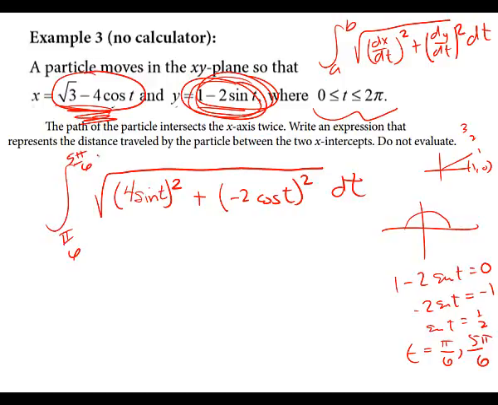Okay? And that's it for today. That's all we're going to do today. Okay? Because it says do not evaluate, right? Because we're doing some of those wonderful AP problems where we don't have to evaluate them, we just have to set them up.